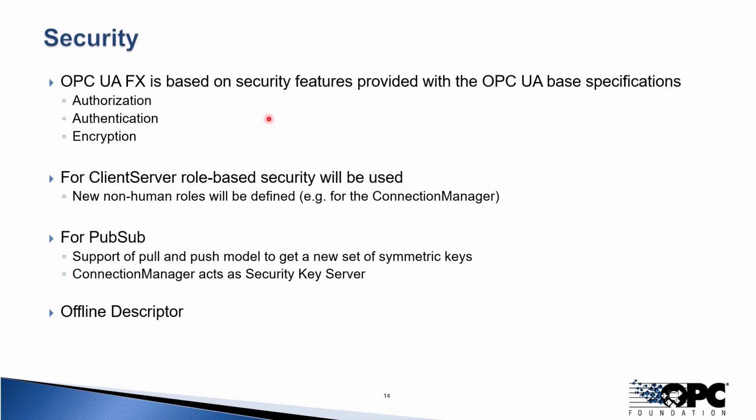Plain OPC UA base communication or base security. And we will use role-based security, especially for example for the connection manager when it will establish the connections. The connection manager will use normal client-server communication to establish connections, but the connection manager is a service. It's not a human person. So what we need as an extension is new non-human roles which we have to define.